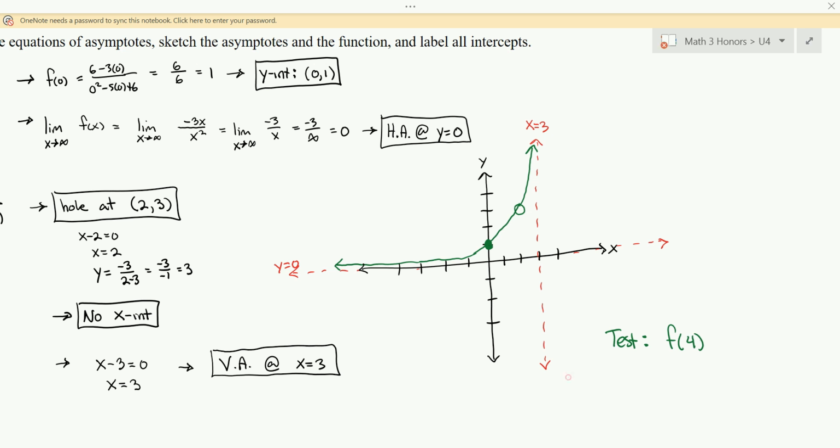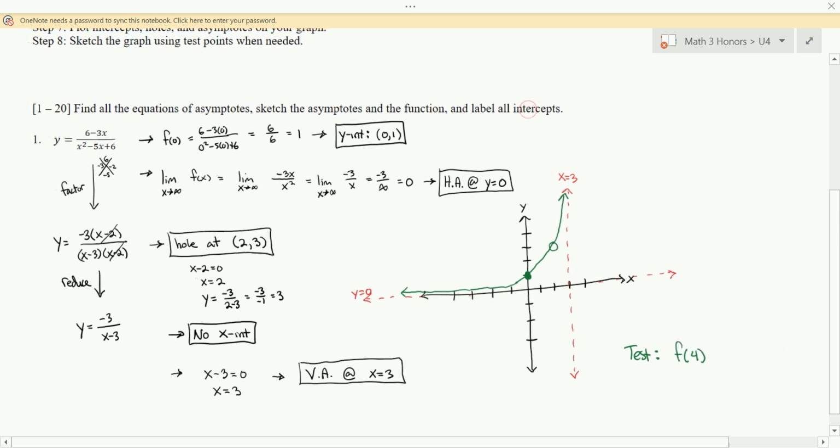So if I plug a 4 in, which one am I going to want to plug a 4 into? This one, or this one? I could pick any of them, but what would be easiest? The most reduced one, right? So that's going to be negative 3 over 4 minus 3, which is negative 3 over 1. And so when x is 4, we know y is going to be at negative 3. And so I'm going to plot that point. It's right there. So then now I know which part that is. And that's exactly what the graph looks like.